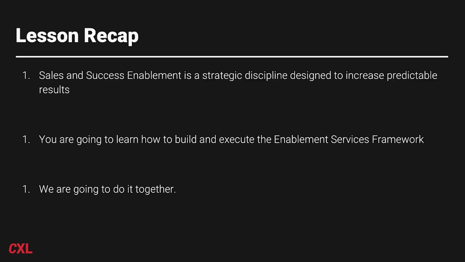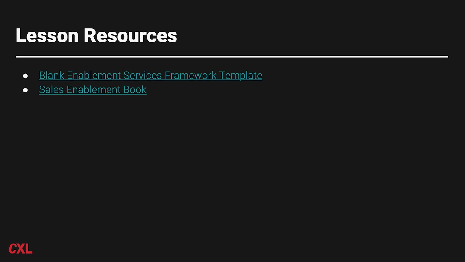So to recap, sales and customer success is a strategic discipline designed to increase predictable results. You're going to learn how to build and execute the Enablement Services framework, and we're going to do this together. I provided a link here with both the book and the template that you're going to need to get started.